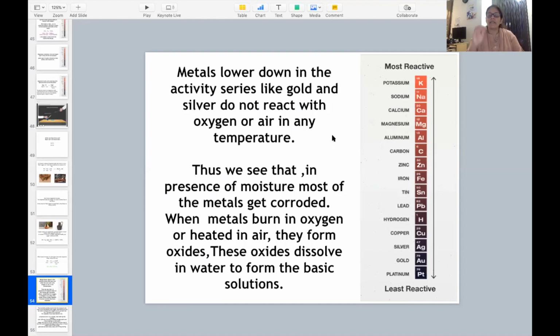Thus we see that in the presence of moisture, most of the metals get corroded. Most of the metals till copper get corroded, as we have discussed. Certain metals, when heated in the presence of oxygen, do not burn, but they form their oxides. And those oxides formed by the reaction with oxygen are basic in nature. Clear?